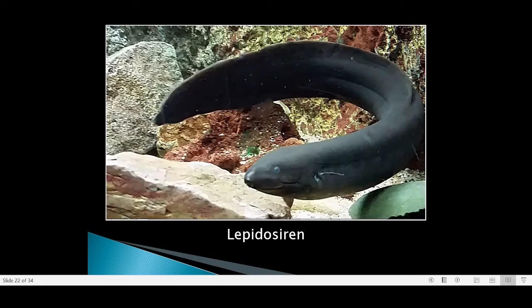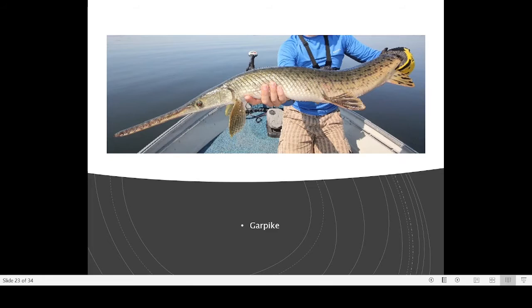Then another fish that we can find is the garpike. Here I will show the garpike. This is a very long fish. You can see how big that fish is. In the garpike they have a very pointed snout or mouth part.